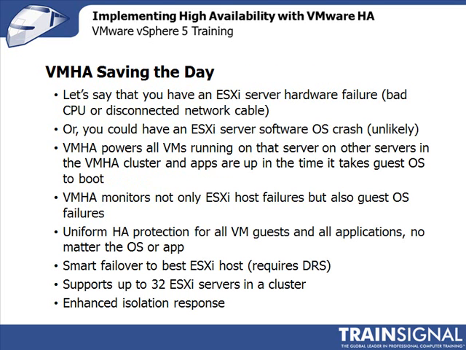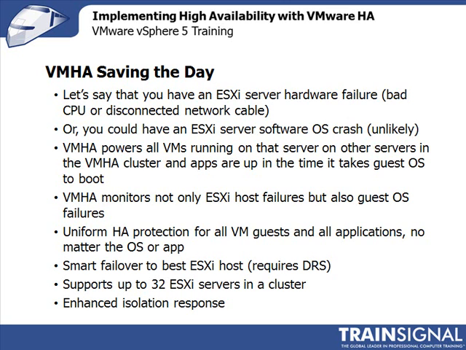VMware high availability saving the day. So how does this work, right? Let's say that you have an ESXi server hardware failure. Say maybe a bad CPU, maybe a bad motherboard, maybe a combination of both, right? Maybe just a network cable was yanked out of the back of the ESX host. For whatever reason, you lost the host, and that host has virtual machines running on it. VMware HA will power on the virtual machines that were running on the failed host on the remaining ESXi hosts in the cluster.